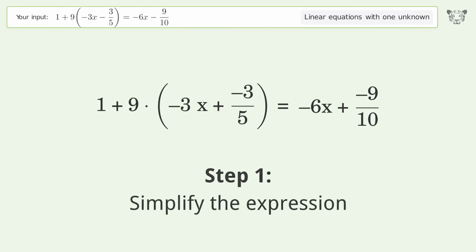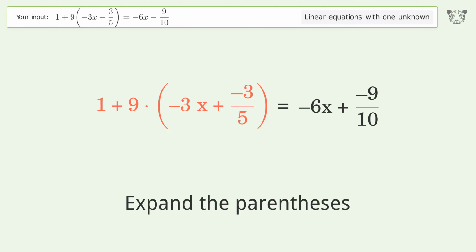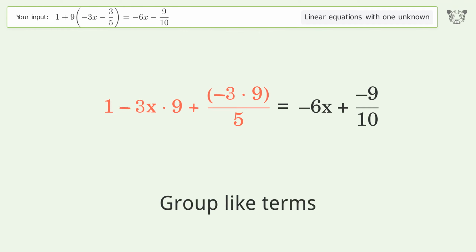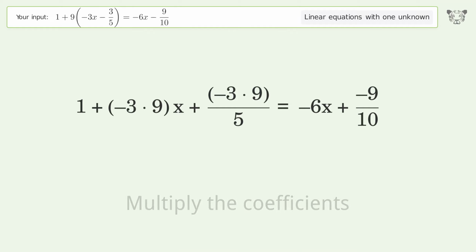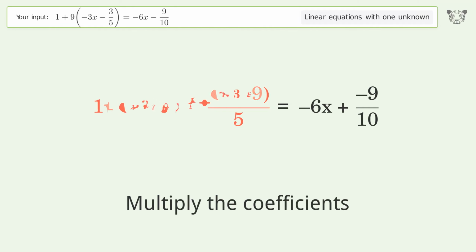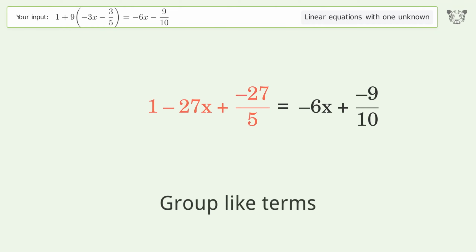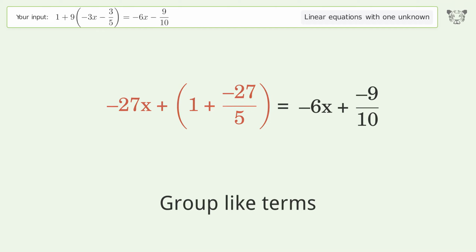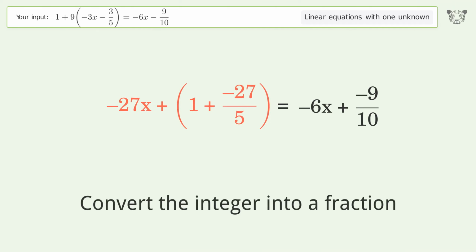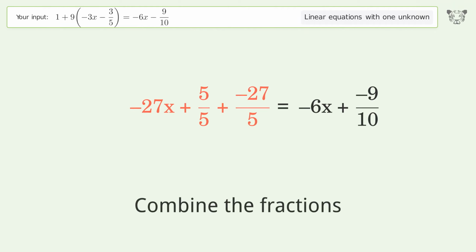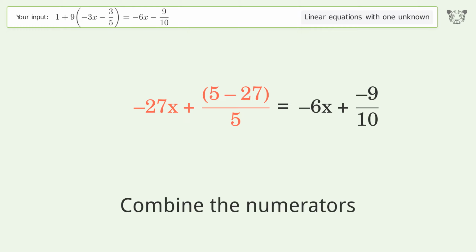Simplify the expression. Expand the parentheses. Group like terms. Multiply the coefficients. Simplify the arithmetic. Group like terms. Convert the integer into a fraction. Combine the fractions. Combine the numerators.